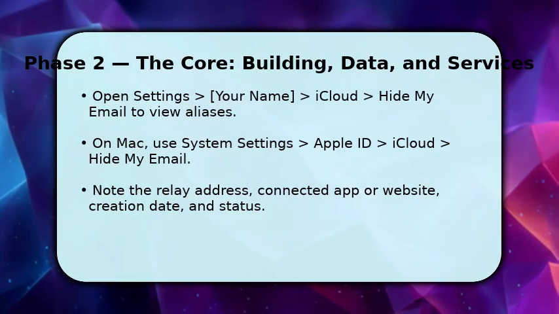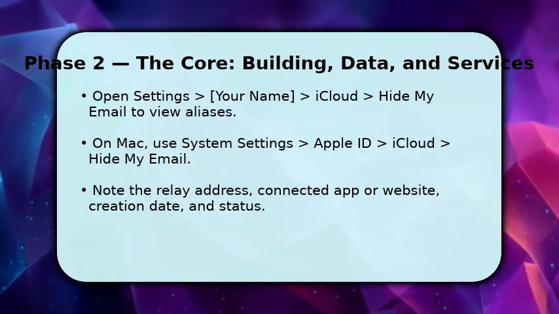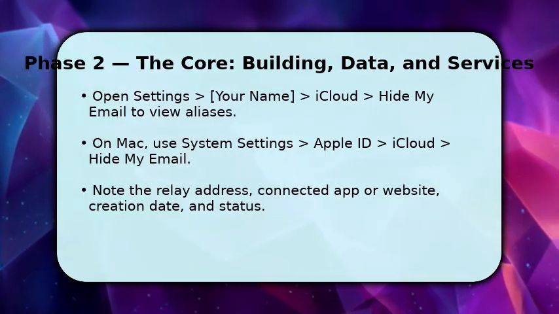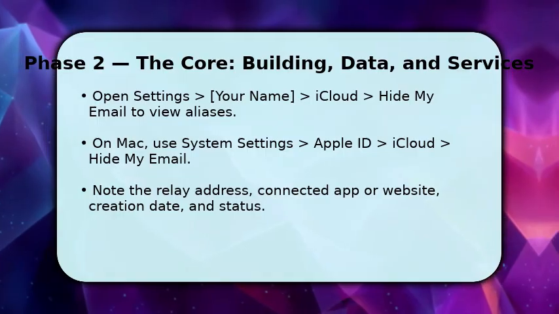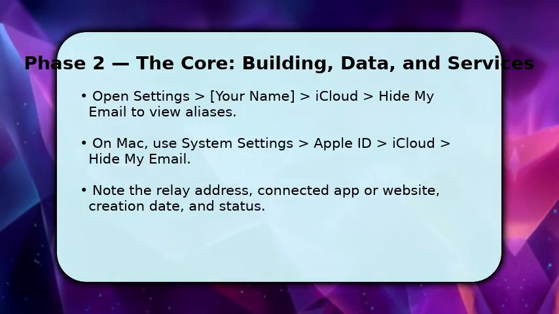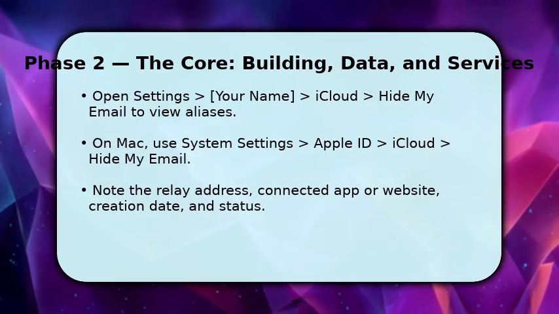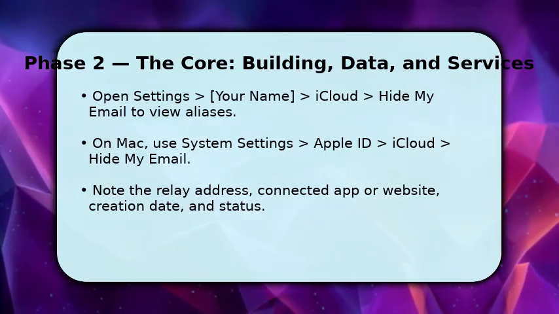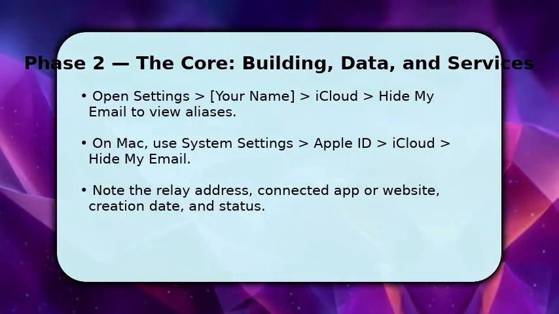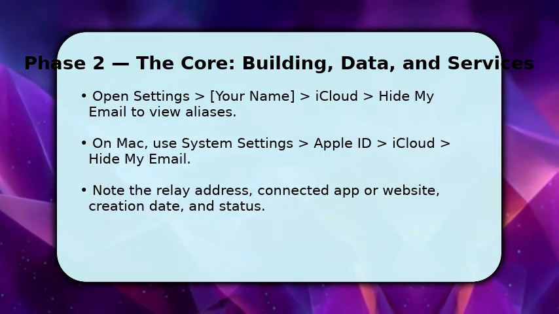Once done, locate your relay addresses. Open Settings or System Settings, navigate to Hide My Email, and review each alias. You'll see the relay address, which app or website requested it, the creation date, and whether it's active or disabled. Make sure the alias shown matches what the sender used, otherwise messages won't arrive.